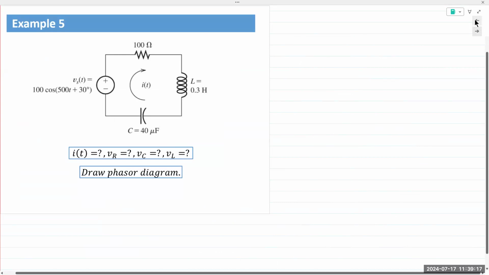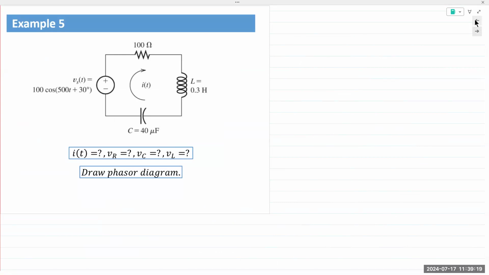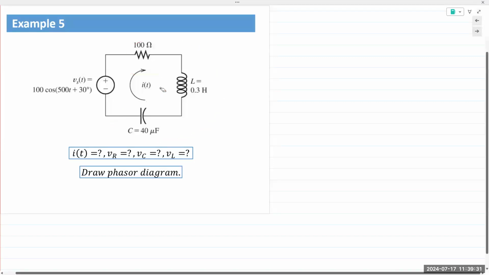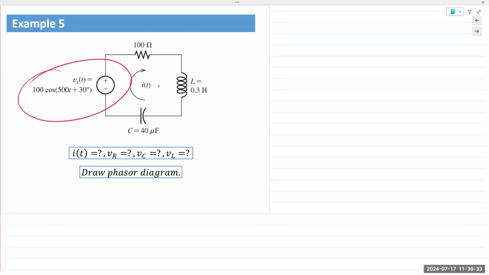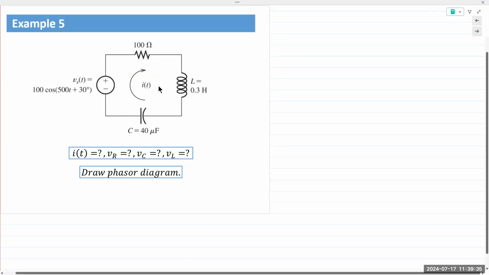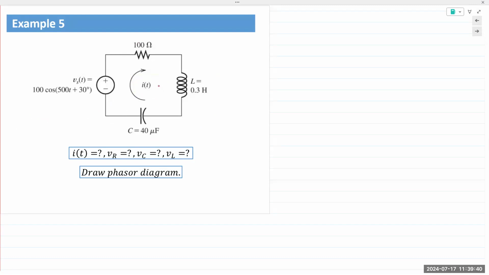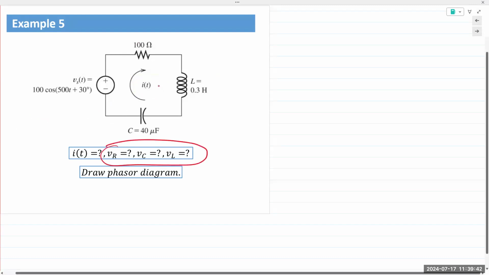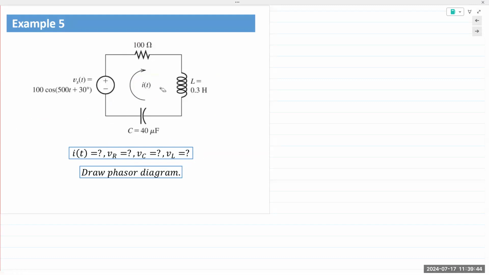Okay, we got 20 minutes and that's plenty of time to go through this. So we have a circuit comprising a resistor, inductor, and capacitor. One voltage source, which is given to us, and we are asked to find the total current flowing through the circuit. We're asked to find the resistor voltage, capacitor voltage, and the inductor voltage.